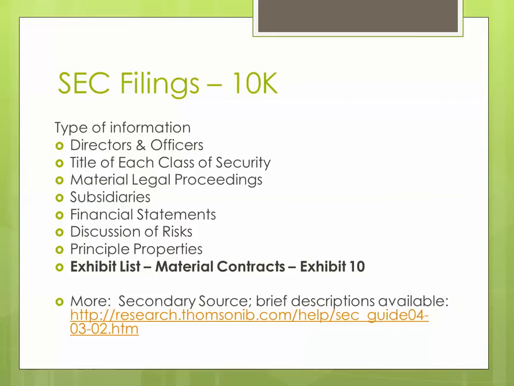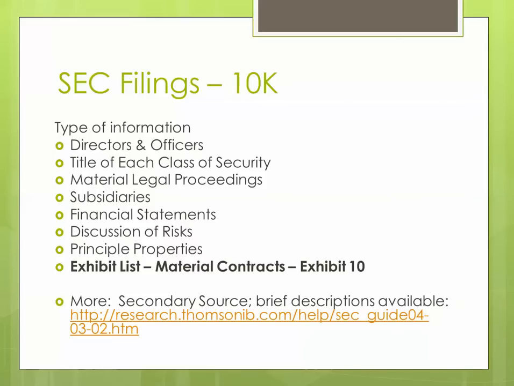One of the most important things that we're going to look at is the exhibit list, because then we can look at all the material contracts, so contracts that are important to the company. If you want to learn about other types of filings, I've given you a link that has some more brief descriptions of the filings. So when we're using public company filings, we're going to look at the annual report, the 10K, which comes out, of course, once a year.